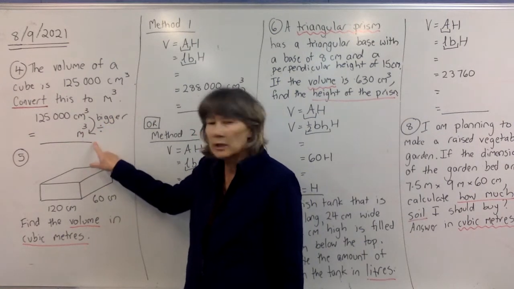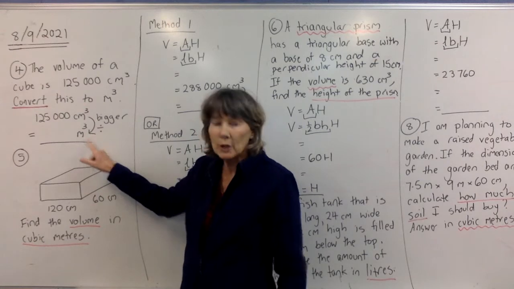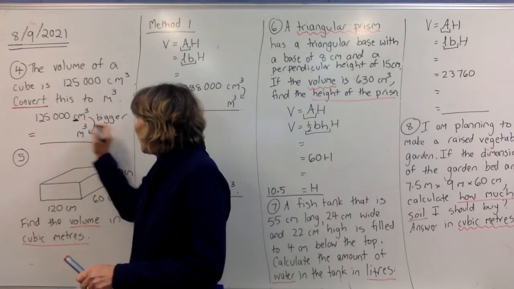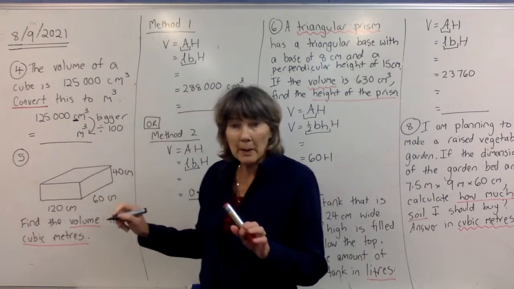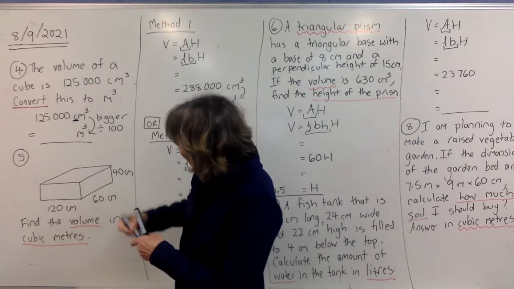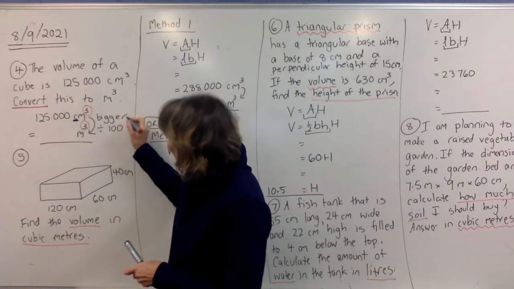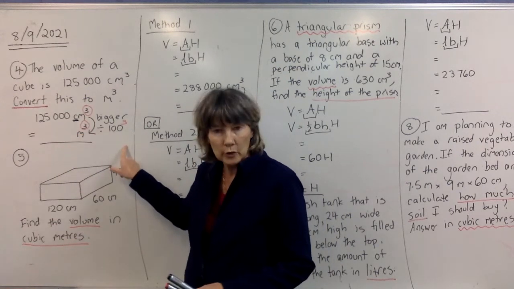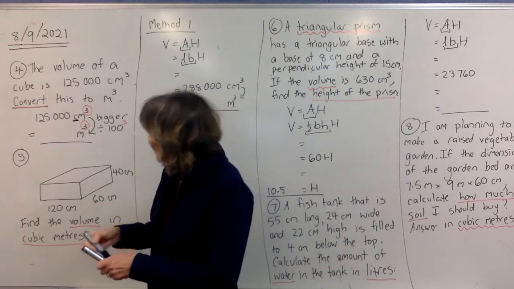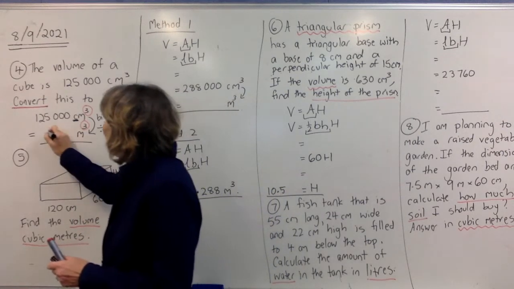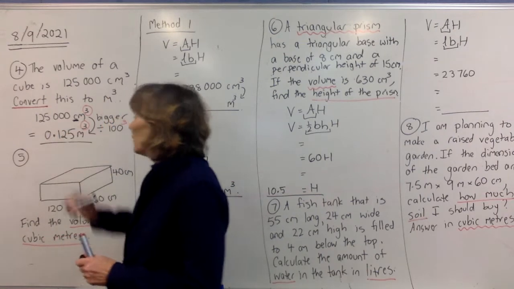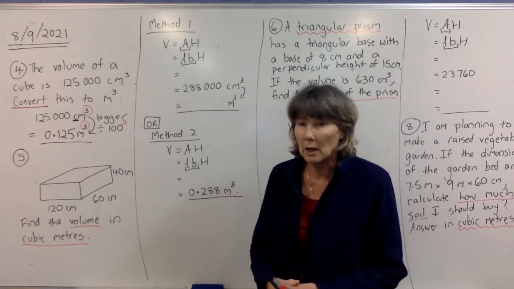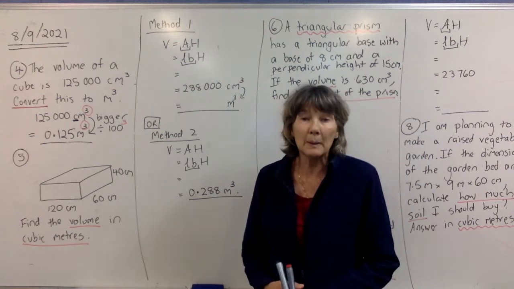We're converting to metres cubed because we're going to a bigger unit. We're dividing. Because of centi, we're dividing by 100. And then remember, if both of these units are cubed, then we have to put a cubed on there as well. So we're going to divide this by 100 cubed on your calculator. And if you do that, you will end up with 0.125 metres cubed.